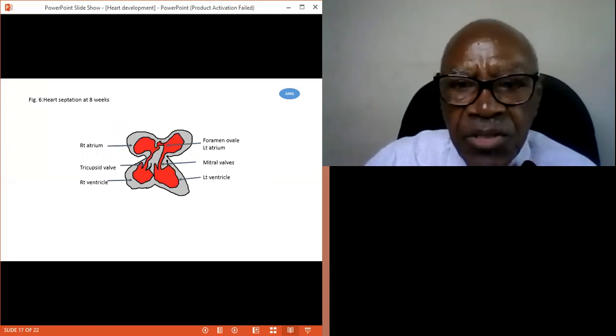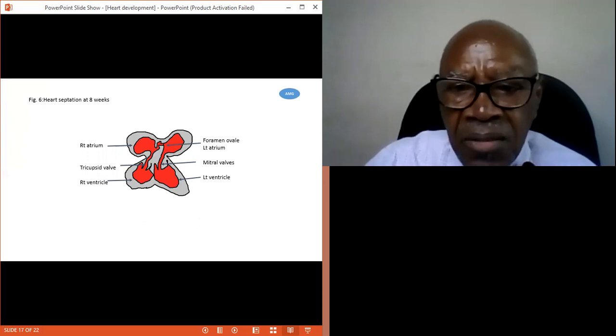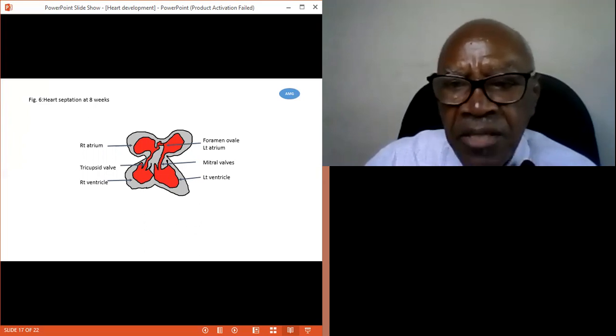Slide 6 shows heart septations at 8 weeks. You can see foramen ovale. You can see the mitral valve on the left ventricle. You can see the right ventricle, and tricuspid valve in the right atrium.